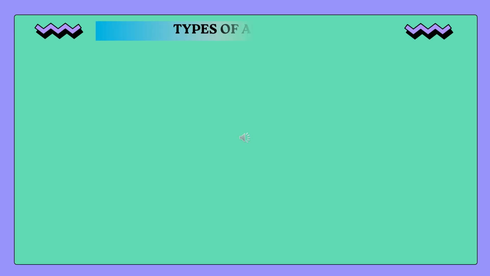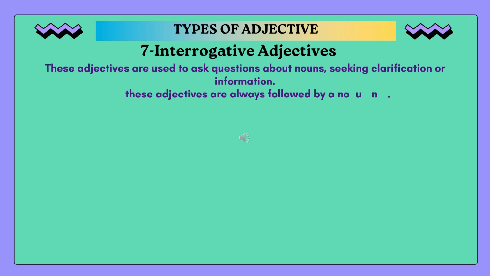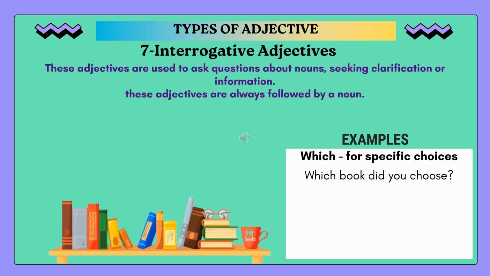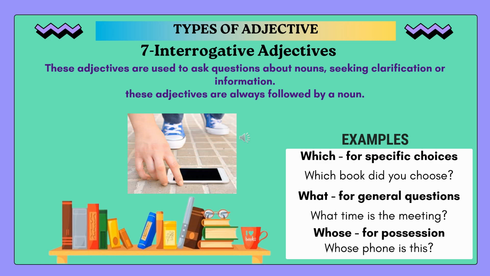Let's look at interrogative adjectives. Their job is simple, they are used to ask questions about a noun. The most important rule is that they are always followed directly by a noun. We have three main ones. Which is used for specific choices. Example, which book did you choose? What is used for more general questions. Example, what time is the meeting? Whose is used to ask about possession. Example, whose phone is this? So, remember, if which, what, or whose is immediately followed by a noun, it's acting as an interrogative adjective.